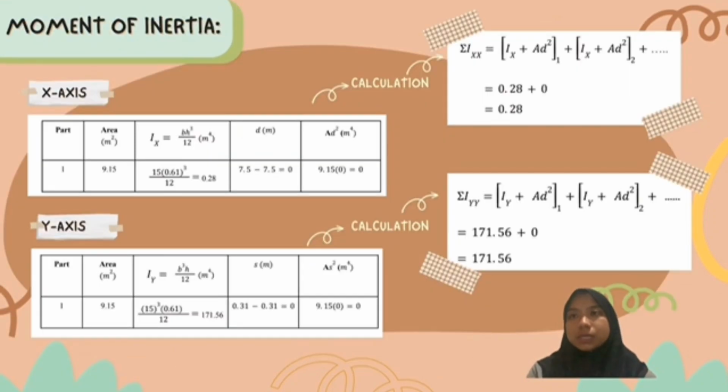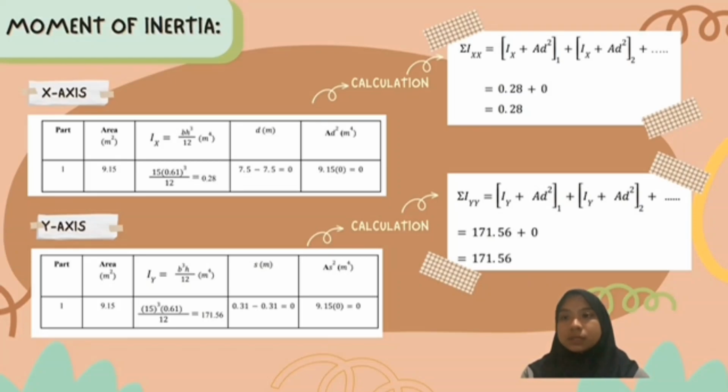Next, we need to calculate the moment of inertia. Here we have two axes, which are the x-axis and y-axis. So for the x-axis, we have to make a table. Also for the y-axis, make a table. And on the x-axis, the area is 9.15 meter squared. The Ix is 0.28, the d is 0, and Ad is 0. So the calculation will be summation of Ixx is 0.28.